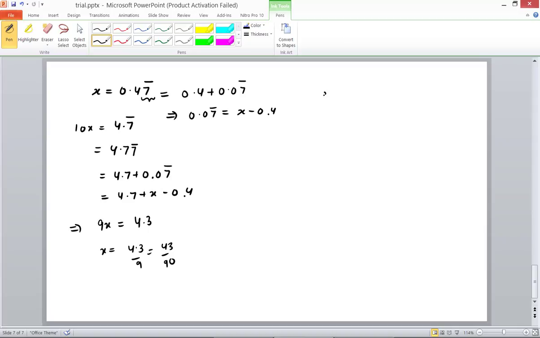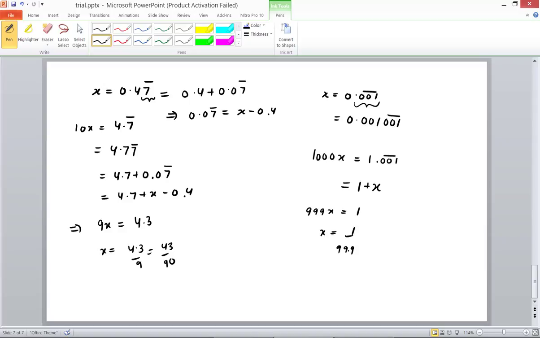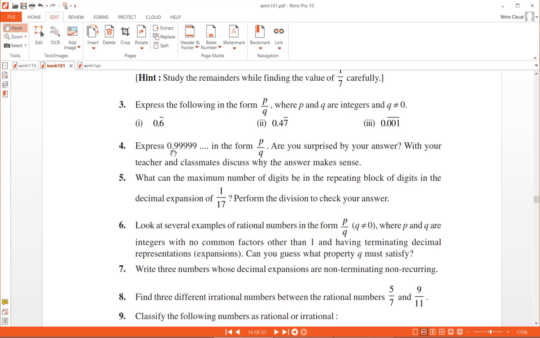So x here is equal to 0.001 repeating. It means it's 0.001, 001 and so on. Now since there are 3 decimals which are repeating, I will multiply with 1000, and 1000x I'll get 1.001 repeating. This is simply equal to 1 plus x. So 999x is equal to 1. So x is equal to 1 upon 999. So I hope this is clear. Express this. So I think you should be able to do this. Why does it make sense? Because it's approximately equal to 1. So it does really make sense. You will see when you do it yourself.